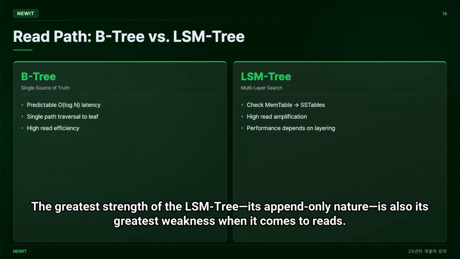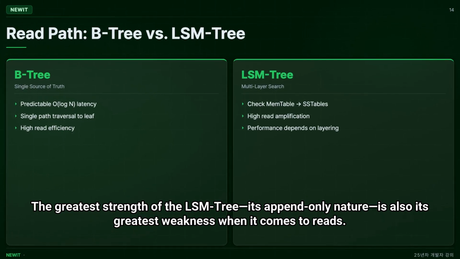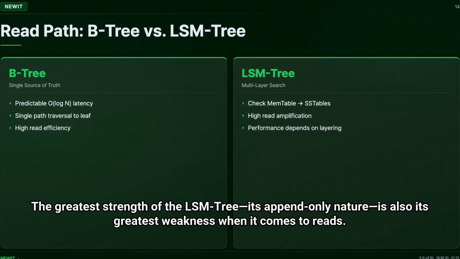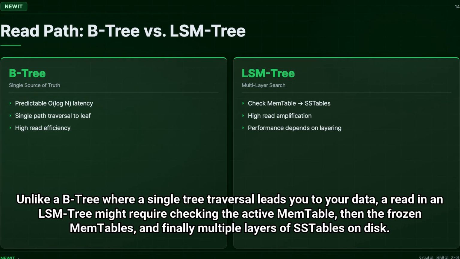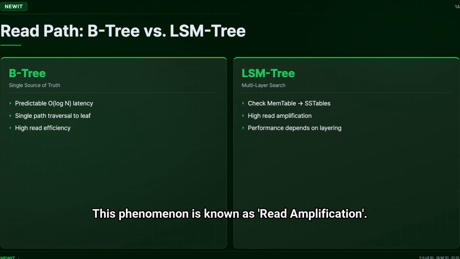The greatest strength of the LSM tree, its append-only nature, is also its greatest weakness when it comes to reads. Unlike a B-tree where a single tree traversal leads you to your data, a read in an LSM tree might require checking the active memtable, then the frozen memtables, and finally multiple layers of SSTables on disk. This phenomenon is known as read amplification.